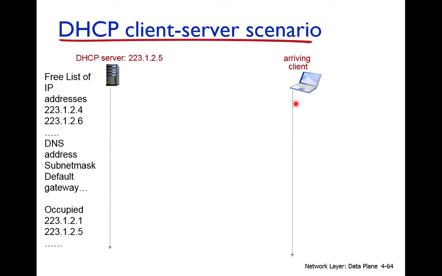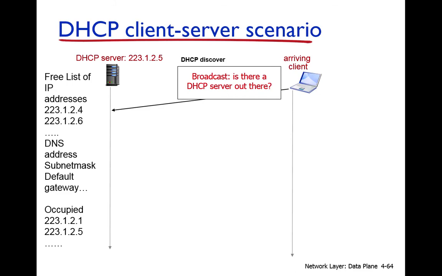Okay, so when the client arrives, it doesn't know where the DHCP server is, or what the DHCP server is, because it is just joining the network. So in this case it will broadcast a DHCP discovery message. Why broadcast? Because it doesn't know who or where the DHCP server is. So it will broadcast the DHCP discovery message. This message means: is there a DHCP server present or not?